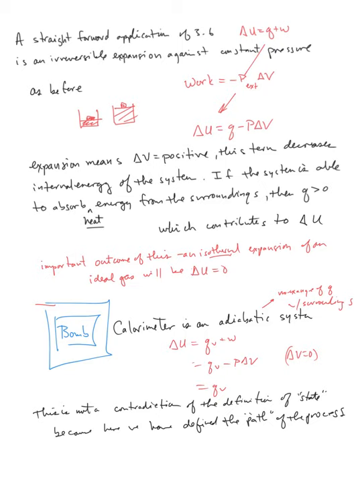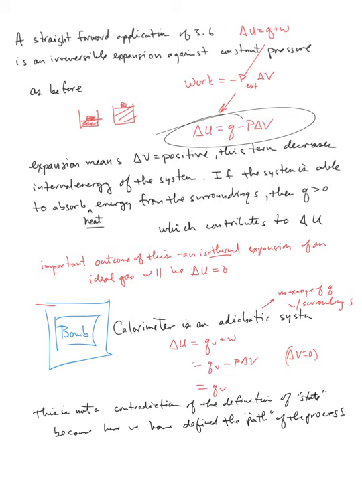So a straightforward application of equation 3.6, this is delta U is equal to Q plus W, is an irreversible expansion against constant pressure. That's a really fancy name attached to the example we mentioned at the beginning of the chapter, when you have a compressed gas pushing against an applied external pressure. We had an equation for that. The work that's done by the system is equal to minus P external times delta V. Now, if that's the work, you could substitute it into this internal energy equation and yield this.